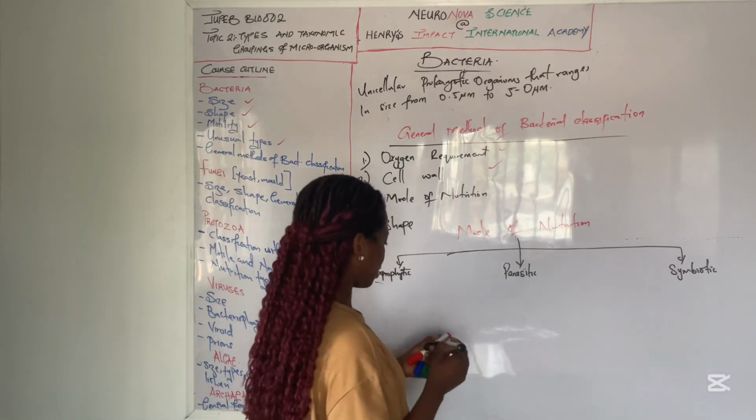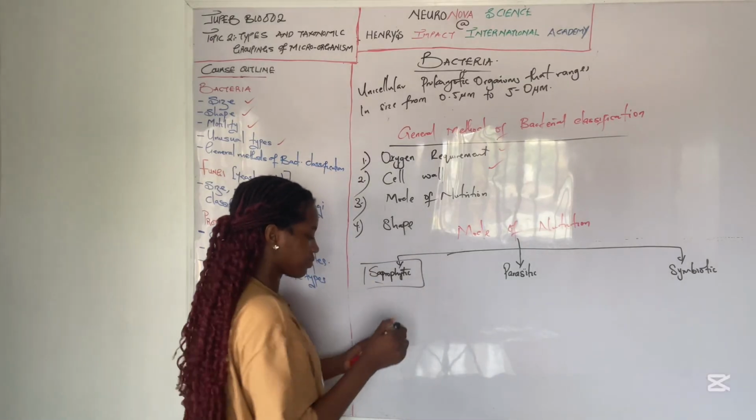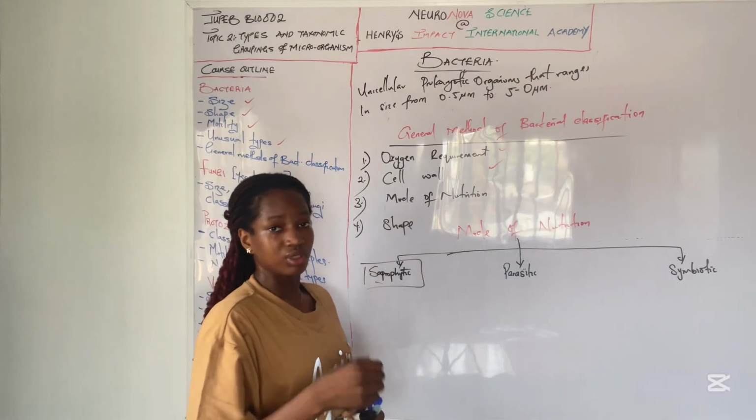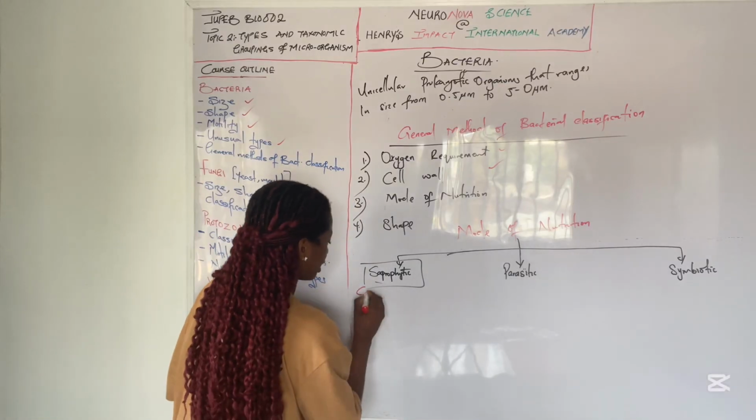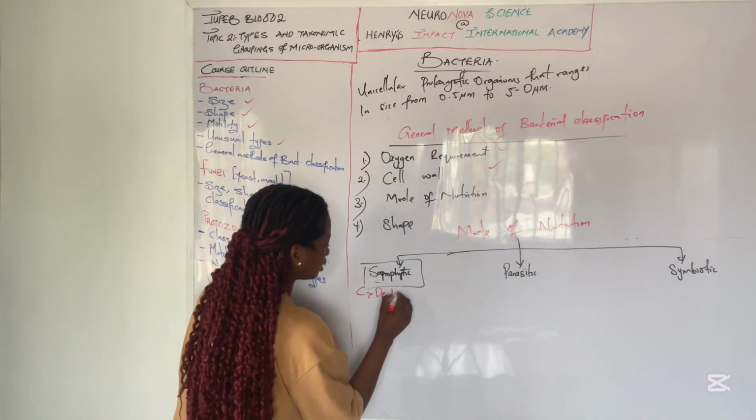So now, when you want to talk about saprophytic bacteria, what are saprophytic bacteria? These are bacteria that feed on dead, decaying matter, right? They feed on dead, decaying matter.